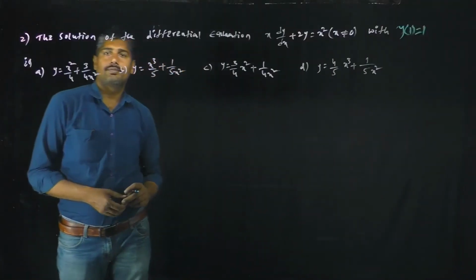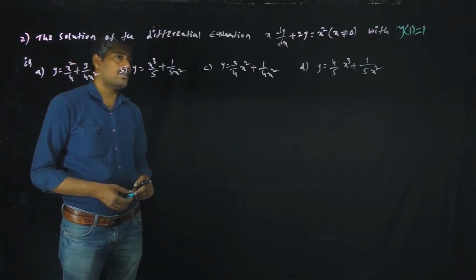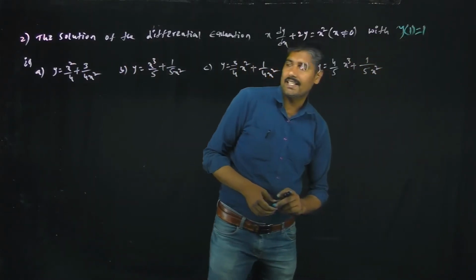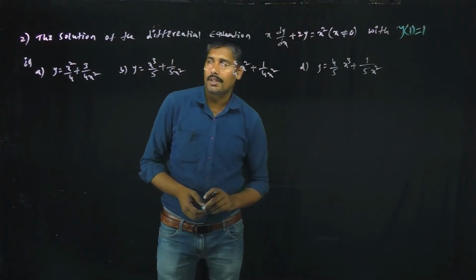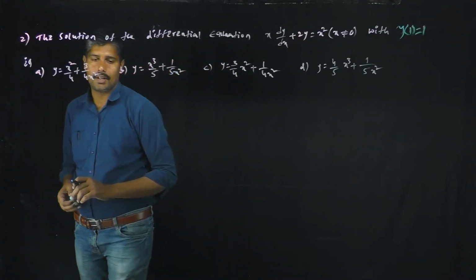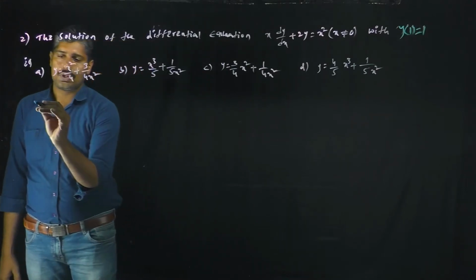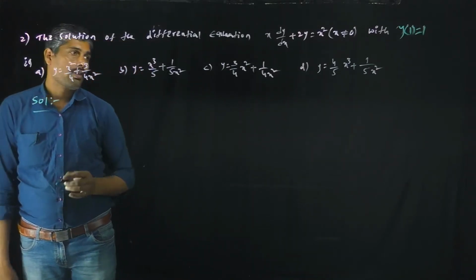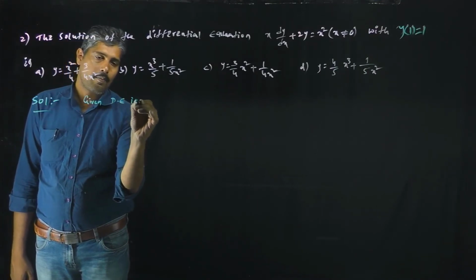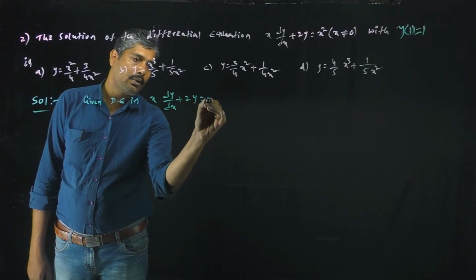See the next one. The solution of the differential equation x dy/dx + 2y = x² with y(1) = 1 is, first, second, third, fourth options. This was also given in one of the 2019 papers. See here, the given differential equation is x dy/dx + 2y = x².